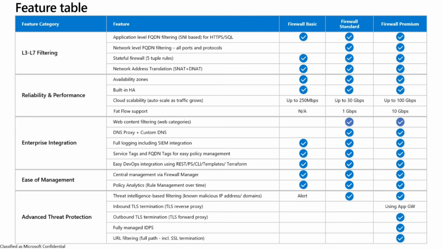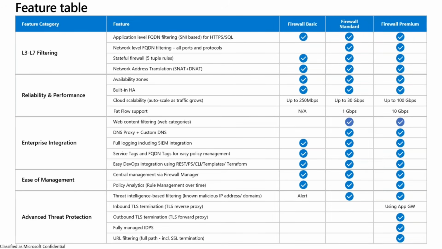This is typically the right choice when you're protecting production workloads and need strong outbound and inbound controls. Then we have Azure Firewall Premium, which takes this a step further with advanced threat protection. So Premium includes everything in Standard and adds TLS inspection, IDPS, and higher scale up to 100 Gbps. This is critical when you need visibility, especially into encrypted traffic or protection against sophisticated attacks.